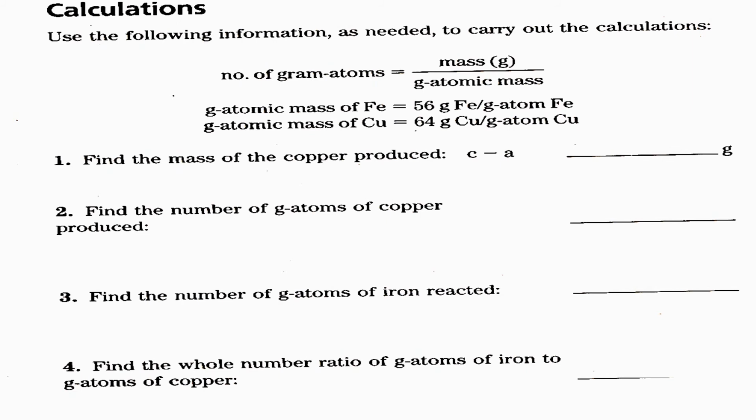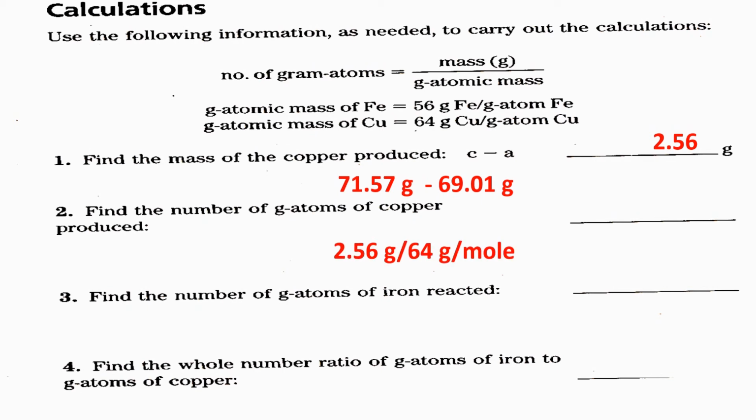Now for the calculations. Find the mass of copper produced, C minus A. C minus A is equal to 71.57 grams minus 69.01 grams, which equals 2.56 grams. Now find the number of moles of copper produced. 2.56 grams divided by 64 grams per mole is equal to 0.04 mole. Remember, 2.56 was the mass of the copper from calculation 1.